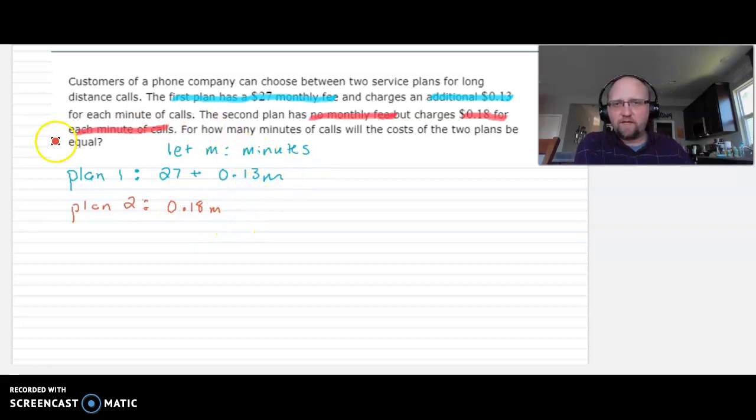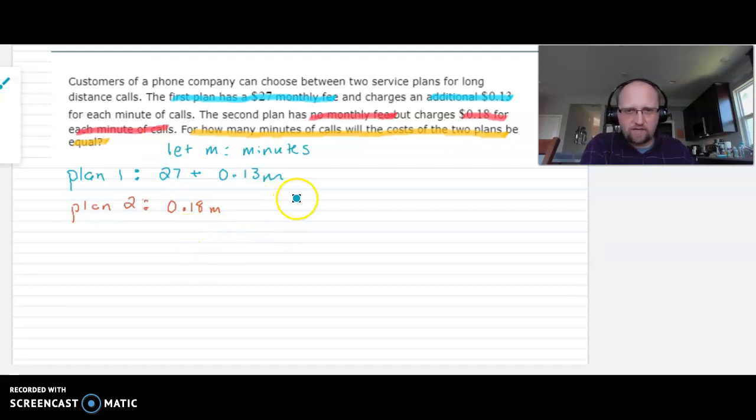Okay, now the key to this whole thing, though, is right here. For how many minutes of calls will the two plans be equal? Equal being the key word. So there is a certain number of minutes that you can talk, and both of these plans will cost the same thing. Okay, so what that means is you need to set the equation up like this.